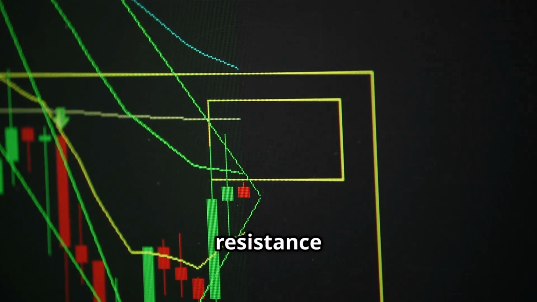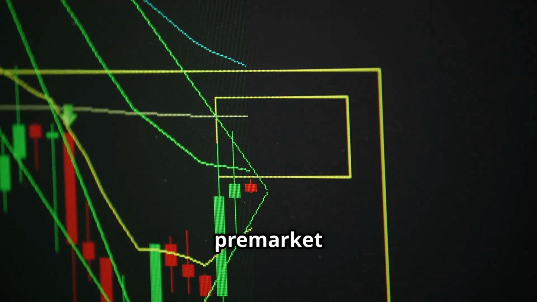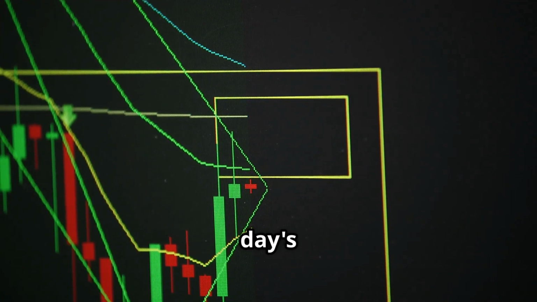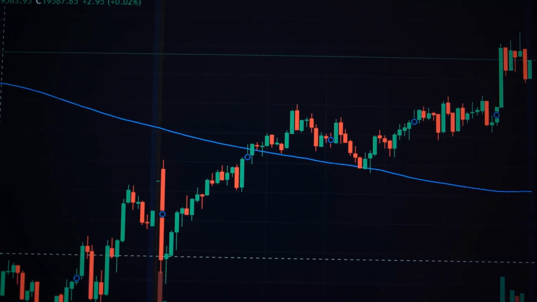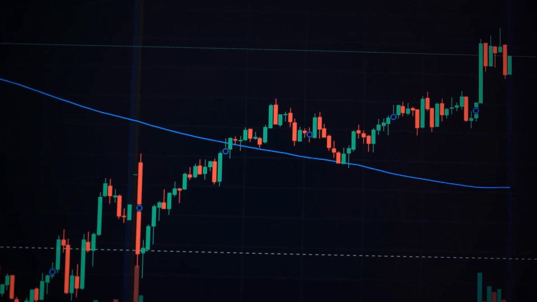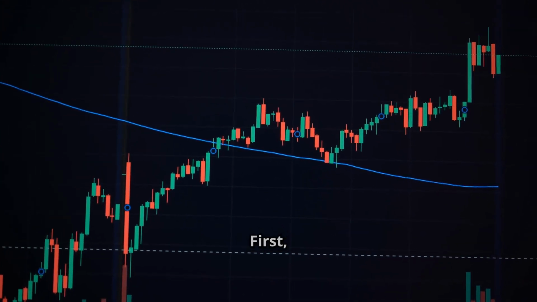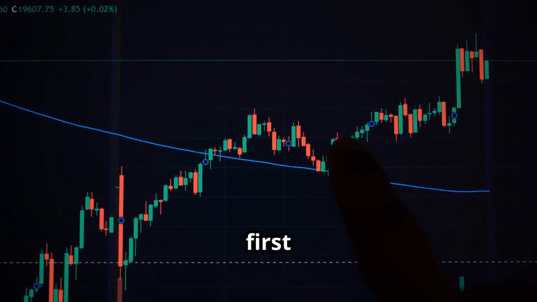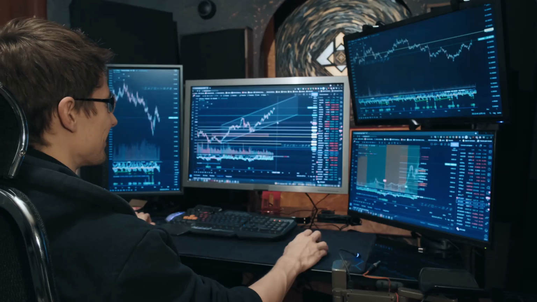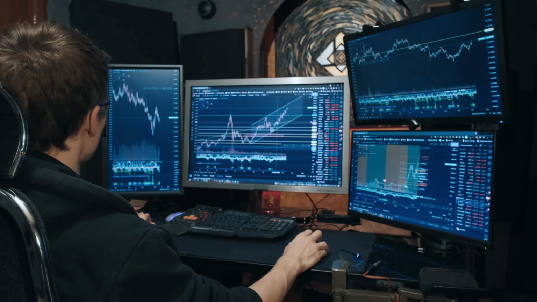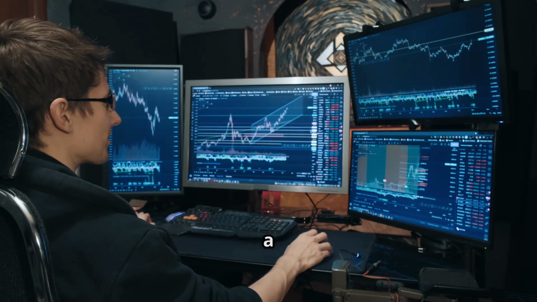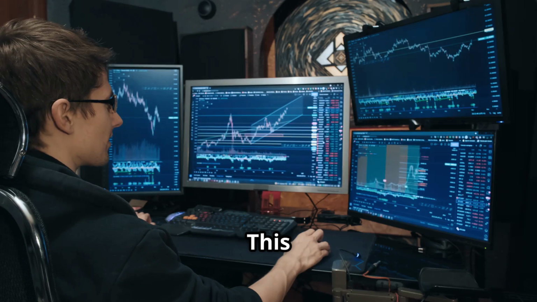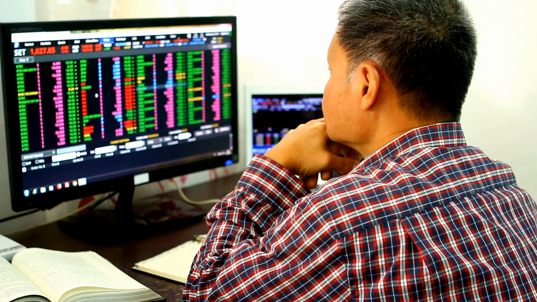Next up, support and resistance levels. These are derived from pre-market highs and lows, as well as the previous day's highs, lows, and close. Trade setups that work. First, the opening range breakout, or ORB. Mark the high and low from the first 5 to 15 minutes. Breakout equals entry. Use a tight stop just inside the range. This works best with high volume.